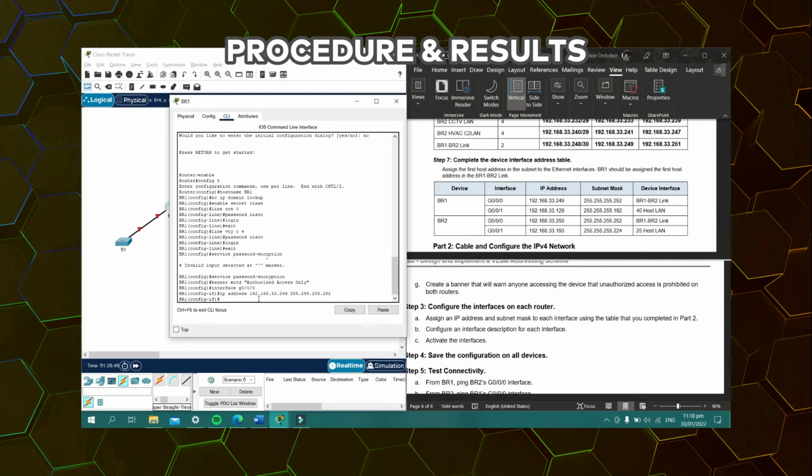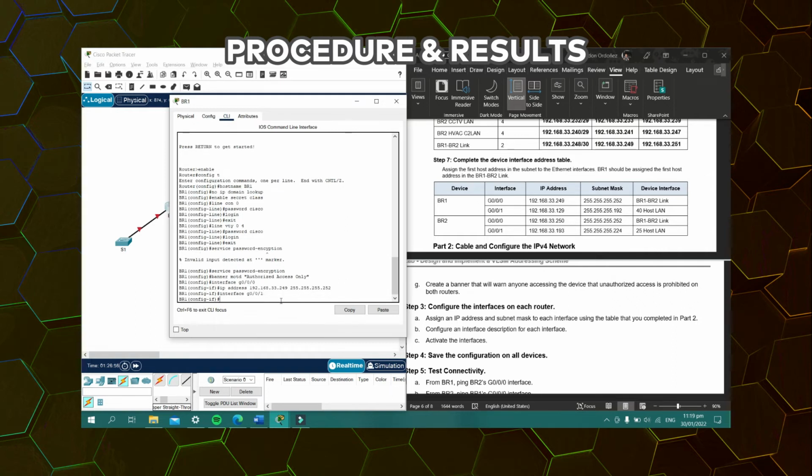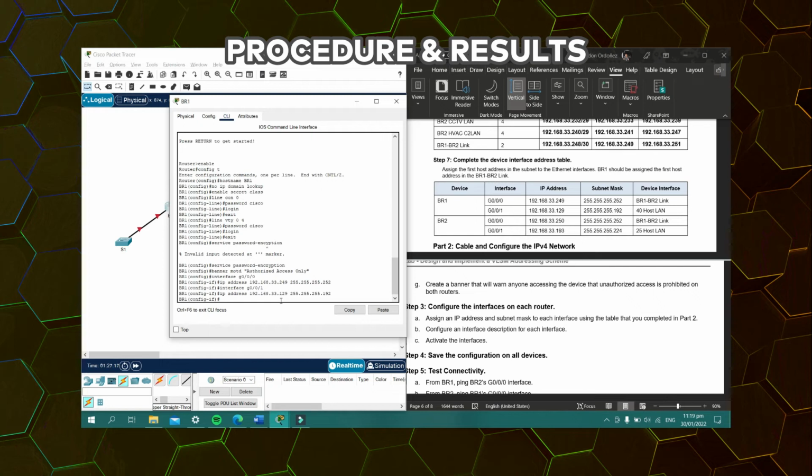And after that, interface G0/0/1, and we'll type the IP address 192.168.33.129 255.255.255.192.